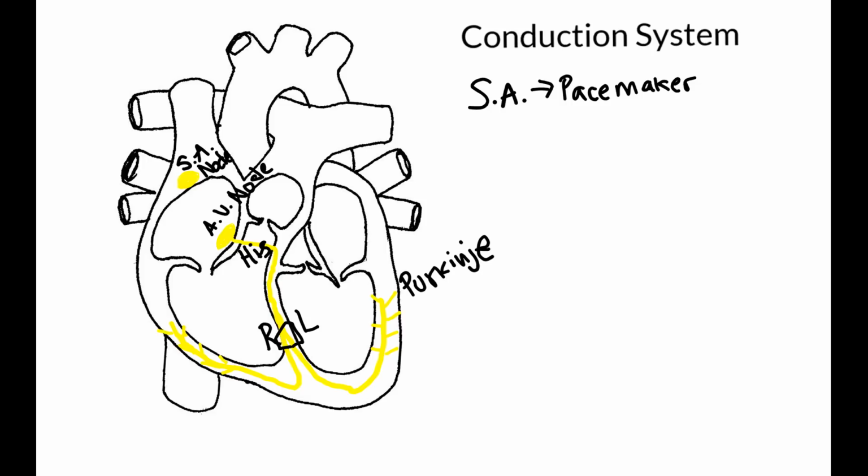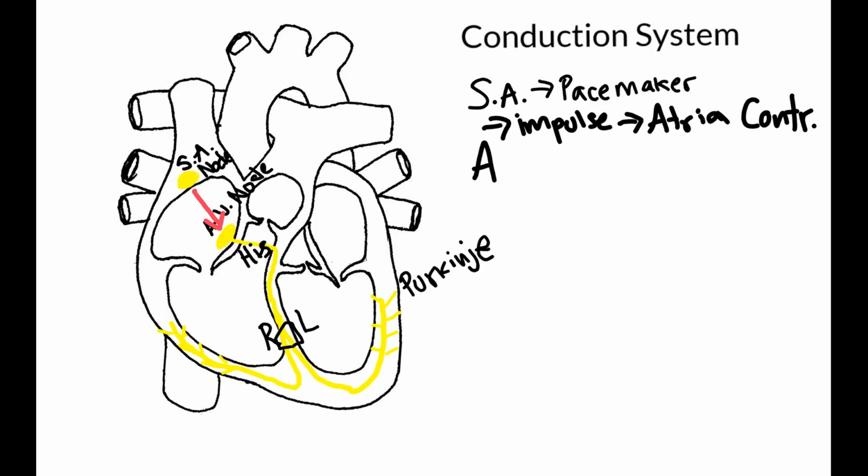And so the first thing that it's going to do is send out an impulse. And that impulse is first going to cause the atria to contract. So that's going to be the first thing. This message is going to travel, and the atria will contract, and I'm just going to abbreviate it like this. And then that message is going to travel from the SA node all the way to the AV node.